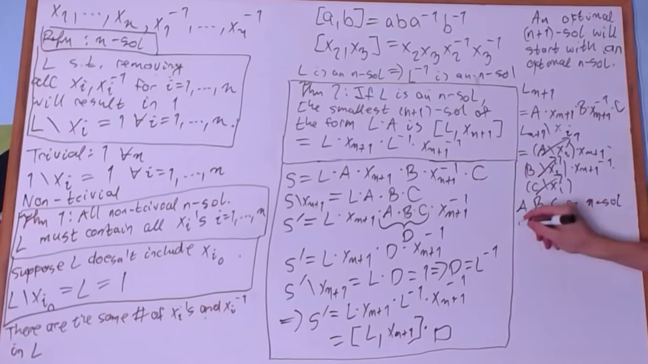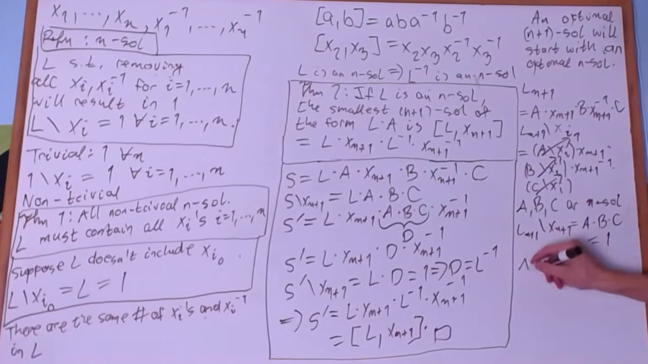What else do we get? Well, we get that L n+1 removing xn+1. What's that going to be equal to? I think you can see by now, it's A times B times C, and that has to be equal to 1. Now, something I can do is set A or C to the trivial solution. Why is that? Because that will reduce the length, it'll reduce the amount you have, and it will remain an n+1 solution.